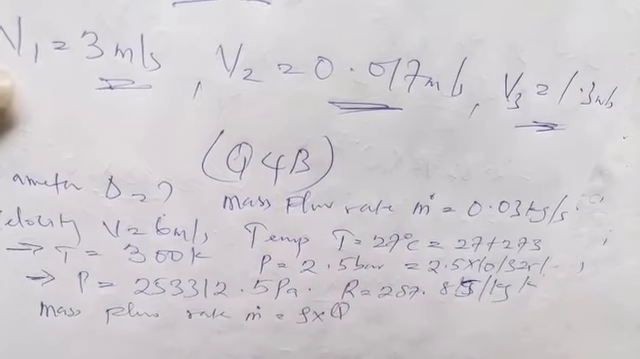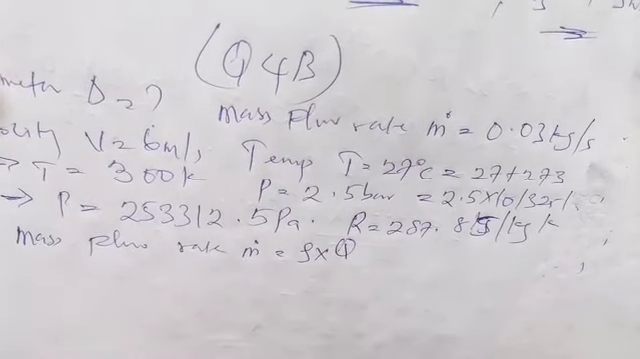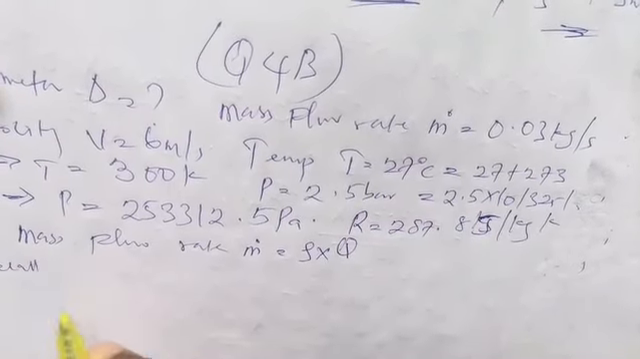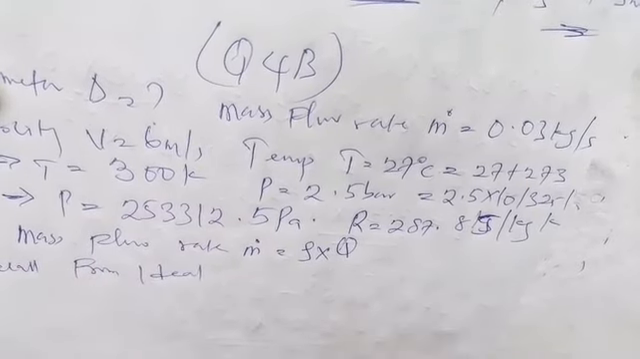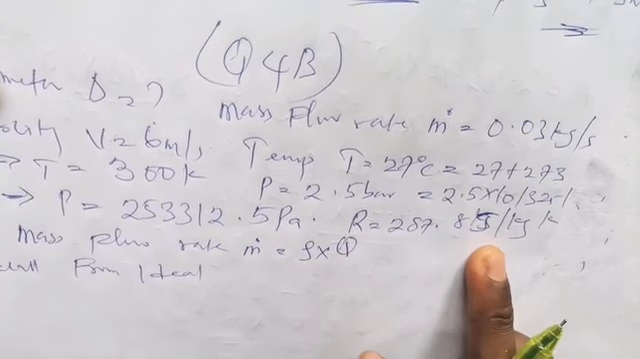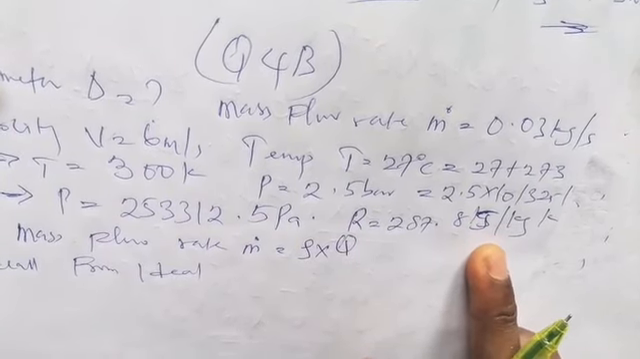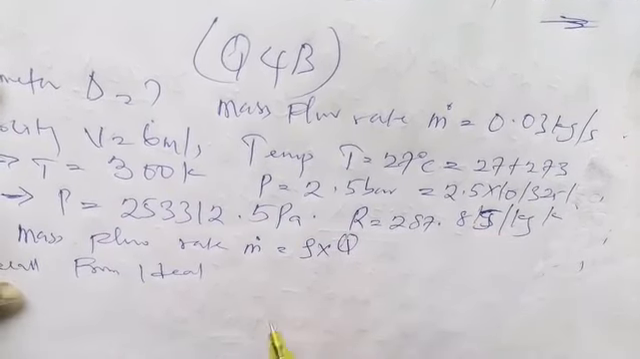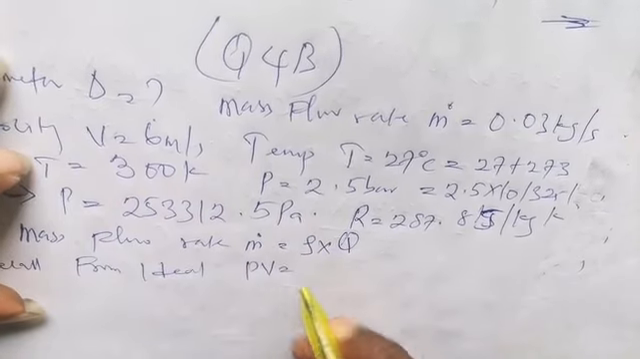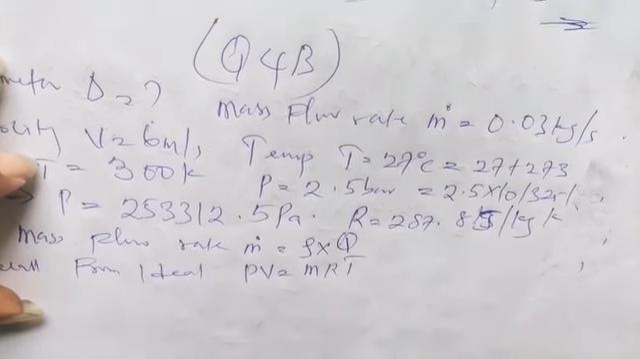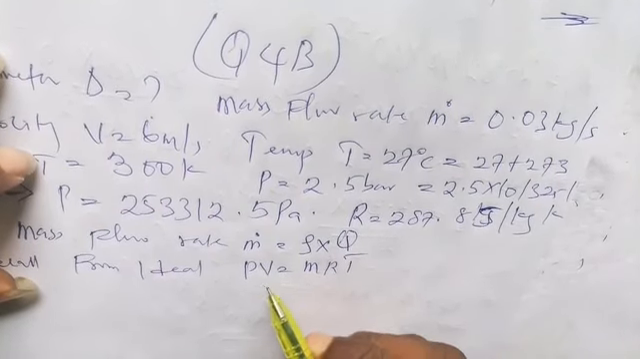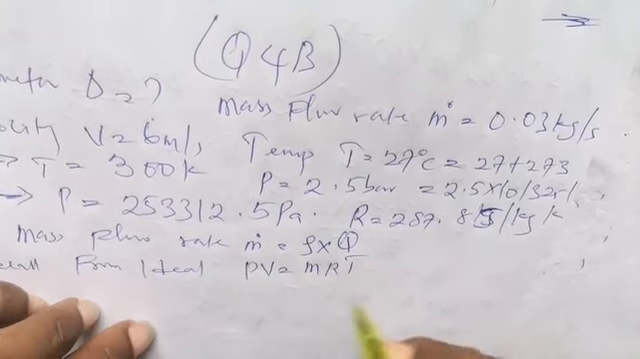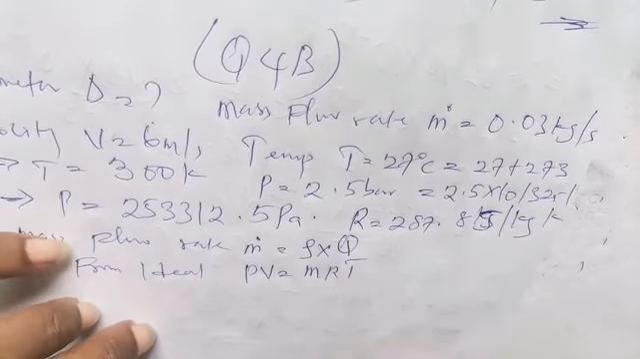But then, how do we get density? Recall from ideal gas, because the conditions that have been given to us now involve an ideal gas. We're seeing an ideal gas constant there, 287.5. So from the ideal gas law, we have that PV is equal to mRT, where m is mass and V is volume. P remains pressure, T remains temperature, R remains gas constant.